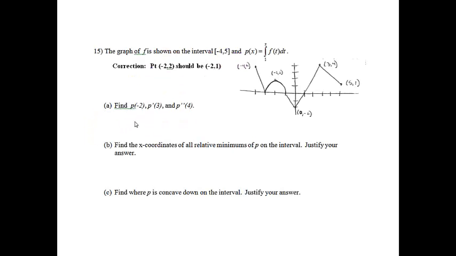All right, problem 15. The graph of f is shown, and we know that p of x is equal to the integral of f. And just a note, negative 2, 1, this should be negative 2. Negative 2, 2 should be negative 2, 1. So just make that note on your paper.